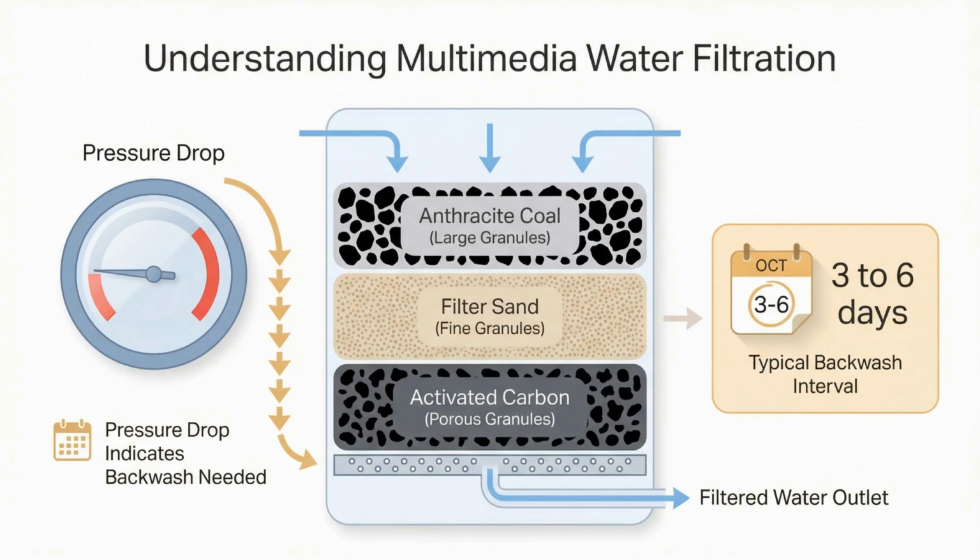Interestingly, there isn't a strict mathematical formula for their filtering capacity. Instead, we monitor the pressure drop across the unit. As impurities clog the media, pressure drops, signaling it is time for a backwash. Typically, backwashing every 3 to 6 days prevents the filter bed from cementing solid.